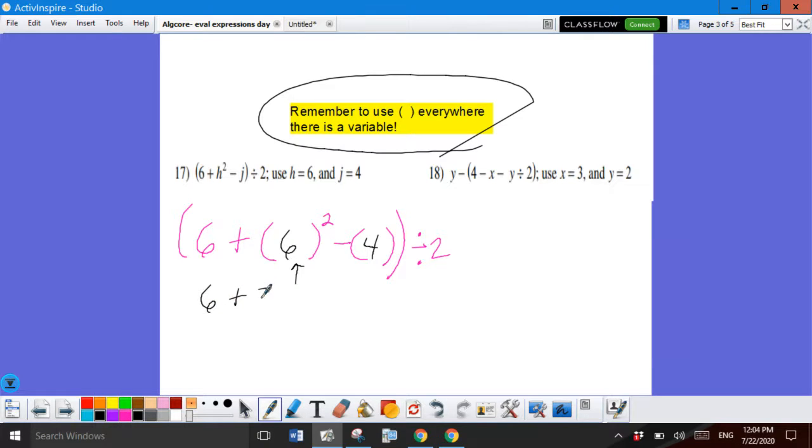So 6 plus 36, and I'm going to minus my 4. So 6 plus 36 is 42. 42 minus 4 is going to give me 48. So this whole thing became 48. Divided by 2 is going to give me 24. All right, see what you can do with this one.